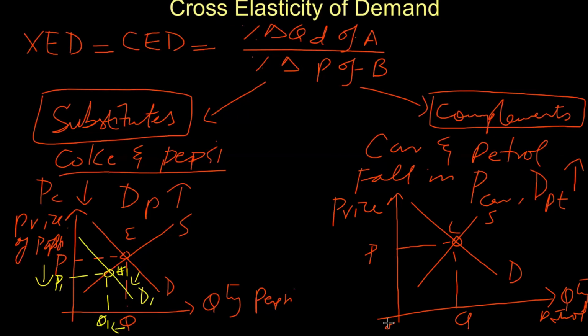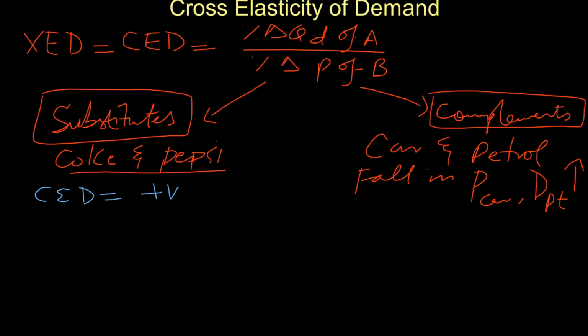Now if there is fall in price of car, then people will purchase more cars and they will definitely demand more petrol, and demand for petrol will shift to the right to D1, and new equilibrium will take place at E1, where price of petrol will rise to P1 and its quantity traded will rise to Q1. So this is how the change in price of car will affect the demand for petrol.